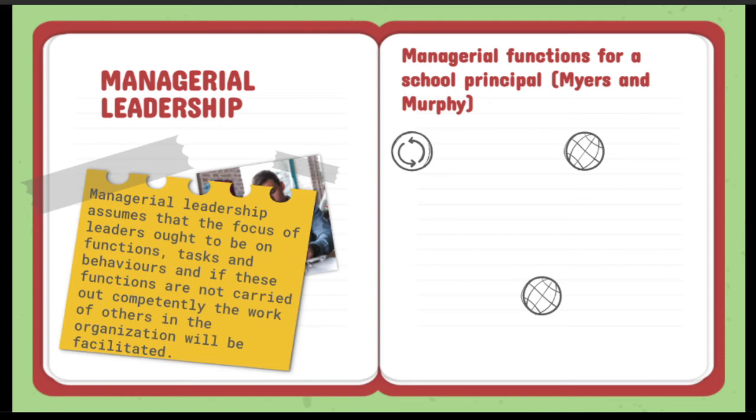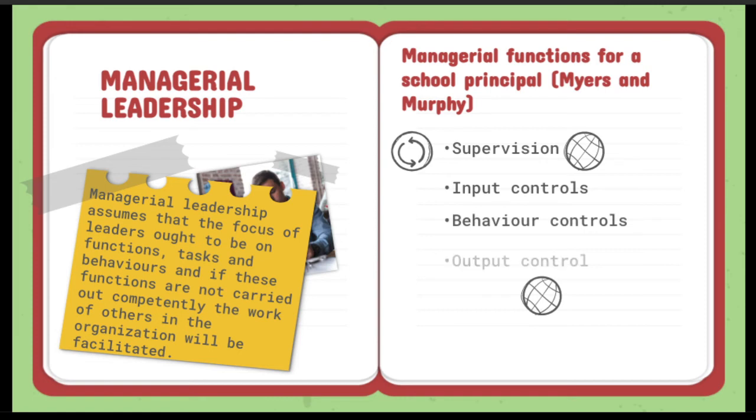The output control selection socialization in the non-hierarchical environments. So here, according to Mears and Murphy, the functions of managerial of a school principal include supervision, input controls, behavior controls, output control, wherein the supervision, input, and behavior must be hierarchical and the output is non-hierarchical.